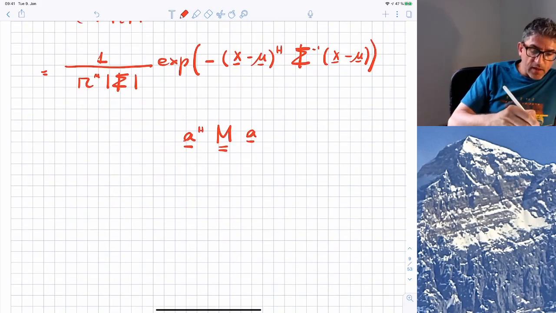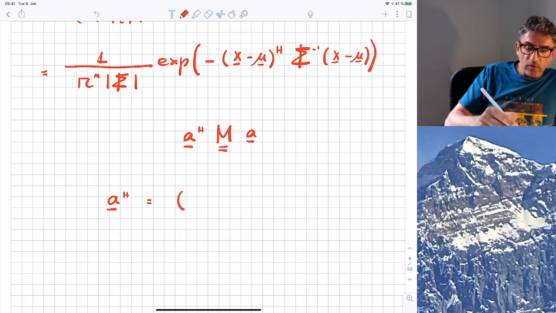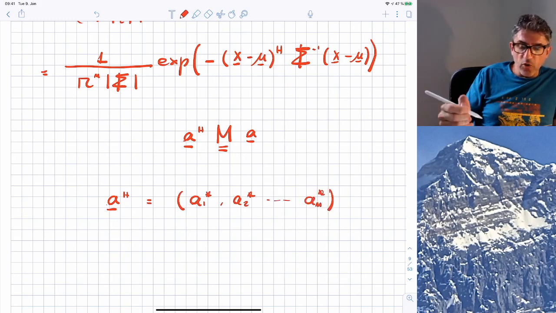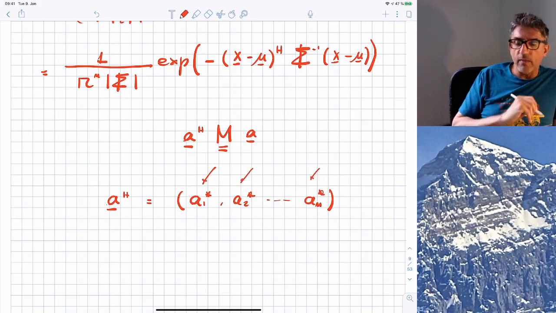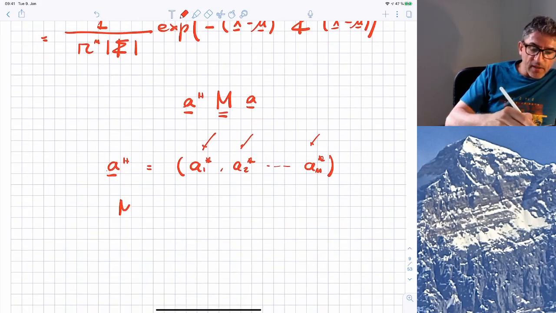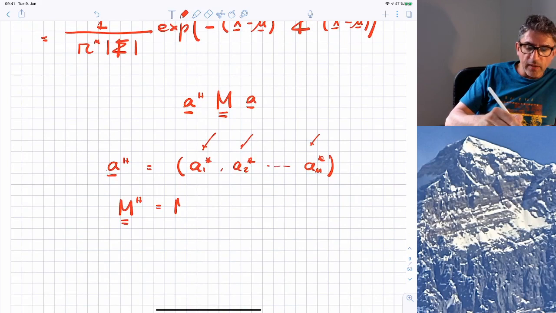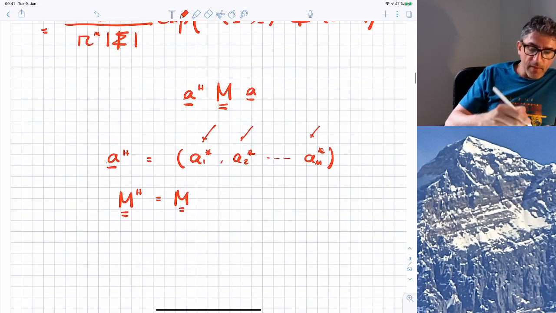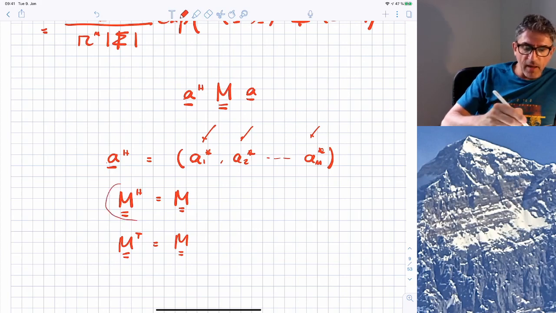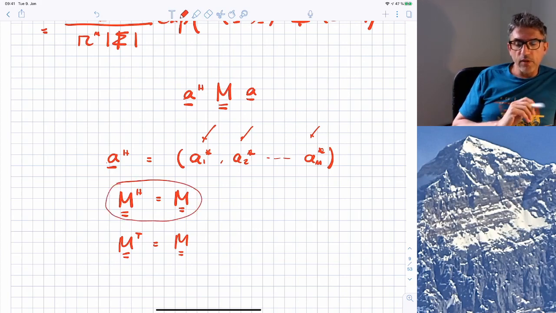Hermitian transpose means that if you have a vector, its Hermitian transpose is a vector that contains A1 conjugate, A2 conjugate, and so on up to An conjugate. So it's the transpose of the vector, and then you do conjugation of each element. Okay? This is called Hermitian transpose. And a Hermitian symmetric matrix is a matrix for which, when you take the Hermitian transpose, you get the same matrix. A symmetric matrix is a matrix for which you take the transpose and you get the same matrix, invariant by transposition. Hermitian symmetric is invariant by Hermitian transposition.